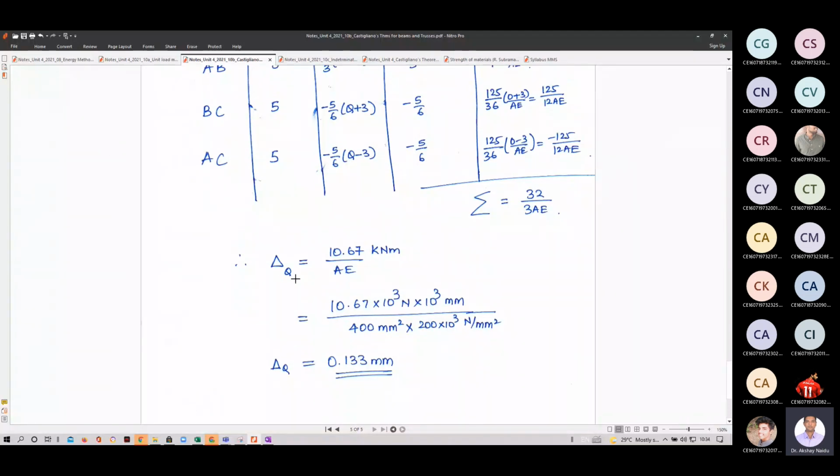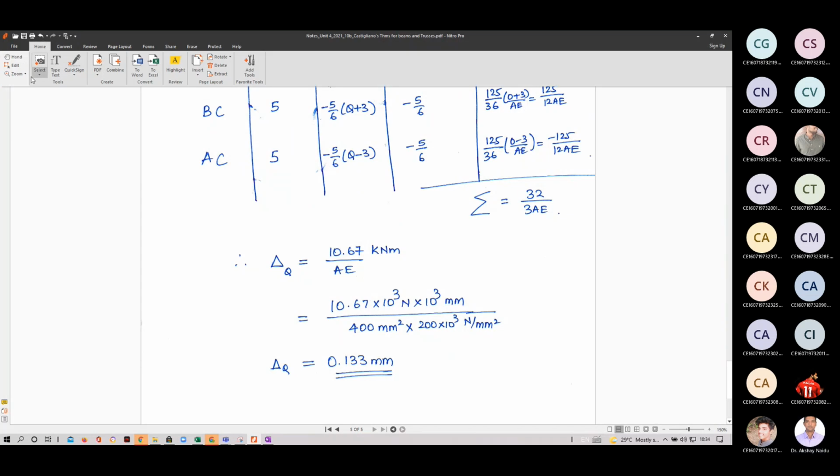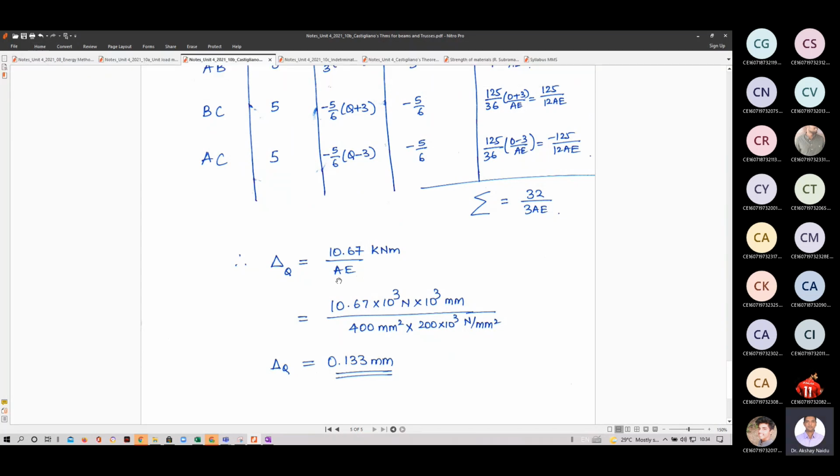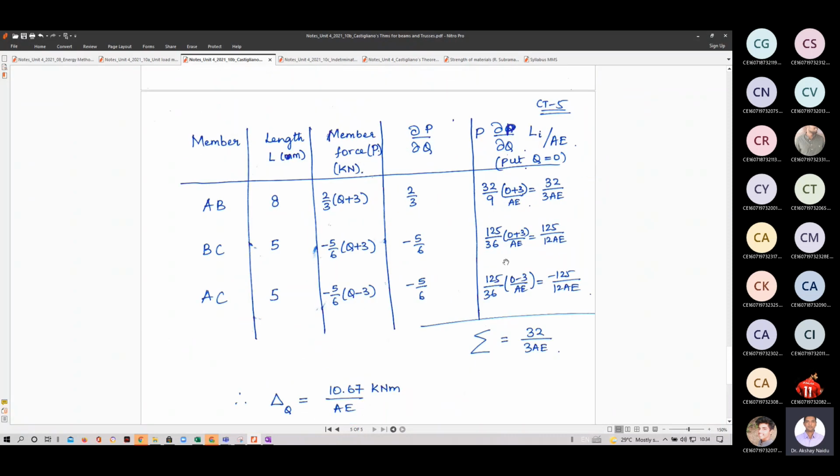So delta Q straight away you will get as the deflection, the vertical deflection at Q. And you substitute this value, 10.67. This is kilonewton meter. Again, be thoughtful how you do it. In the bending moment case, it was different. In bending moment, it is M square by 2EI. Here it is AE, so you have to be careful.